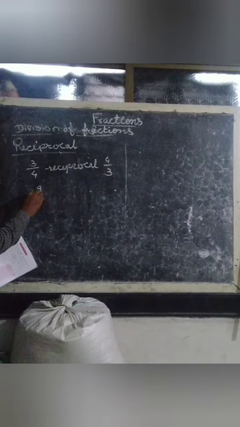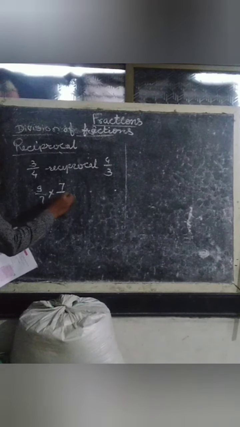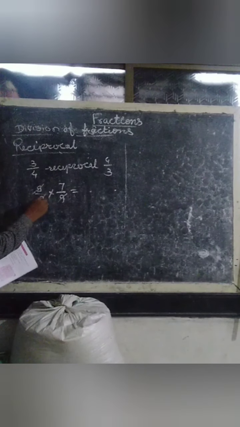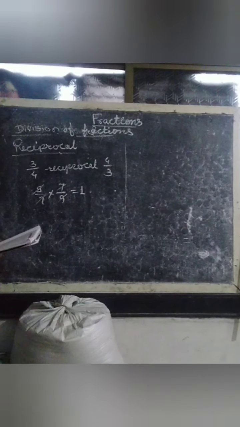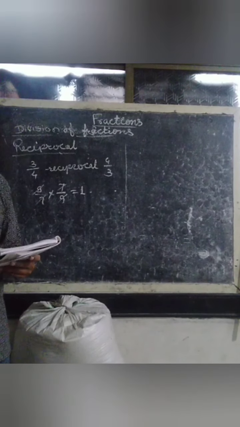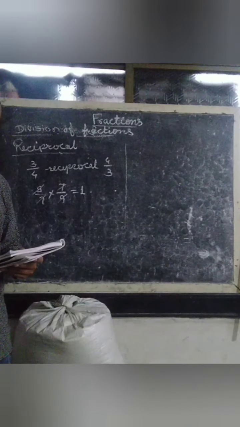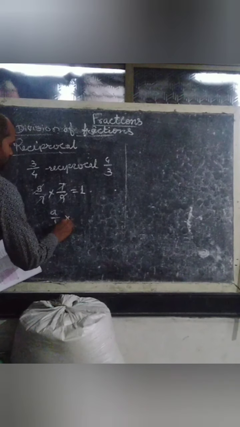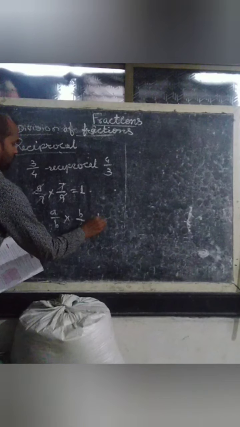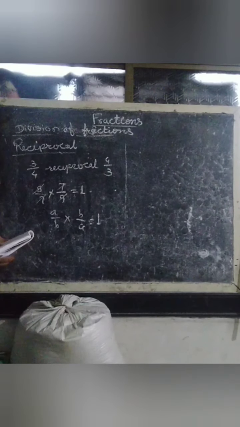So reciprocal can be obtained like this. 9 upon 7 into 7 upon 9 is equal to, 9 cancels, 7 cancels, is equal to 1. Therefore 9 upon 7 and 7 upon 9 are reciprocals of each other. Two fractions are said to be reciprocals of each other if their product is 1. If A upon B into B upon A is equal to 1, then they are the reciprocals of each other. Reciprocal of 0 does not exist.